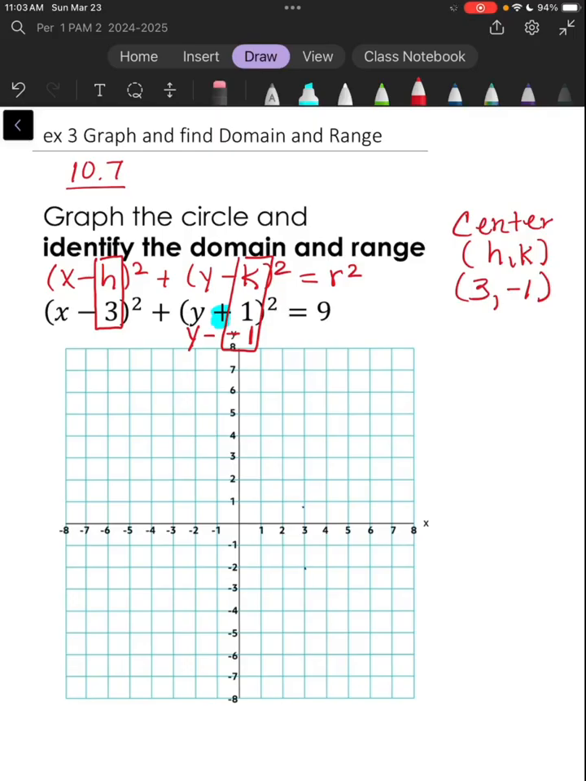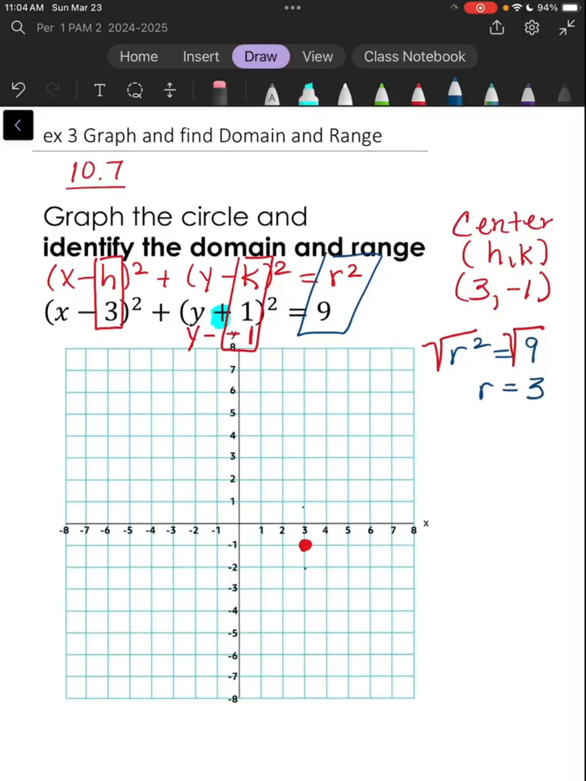All right, so my center is at (3, -1). So let's go over here to 3 and to -1 and plot our point. That is our center. Now, the rest of this is my radius squared. But remember, I am not graphing a squared radius. I want a regular radius. So we have to undo the square by taking the square root. So our radius will be the square root of 9, which is 3.